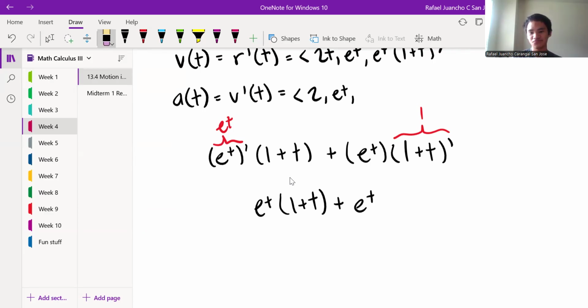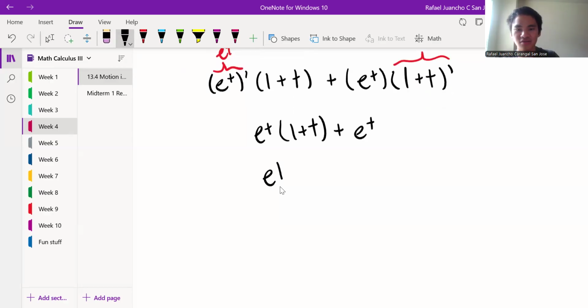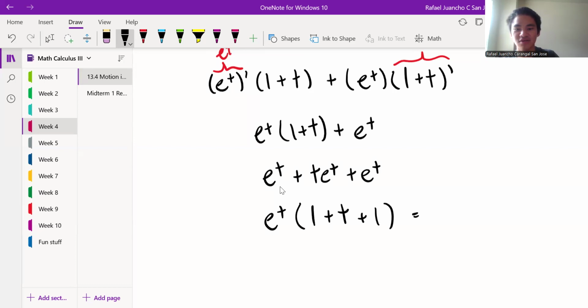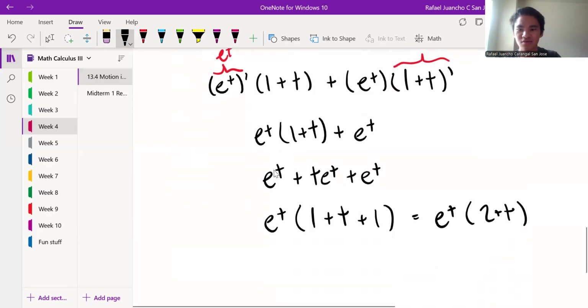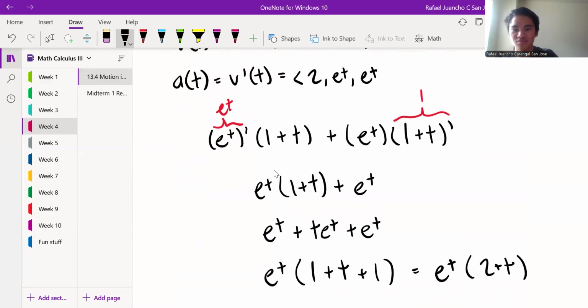Okay. Now I think I can simplify, right? e to the t plus t e to the t plus e to the t. Now I can factor out my e to the t altogether. I get 1 plus t plus 1. Oh, look at that. Voila. I get 2 plus t, or t plus 2. Okay, that's fun.